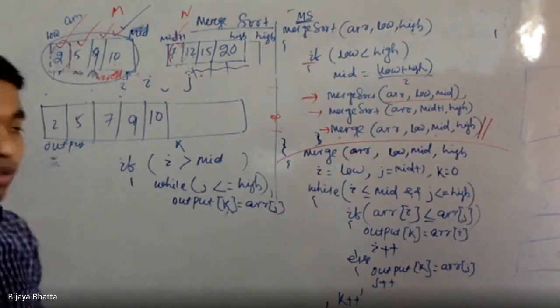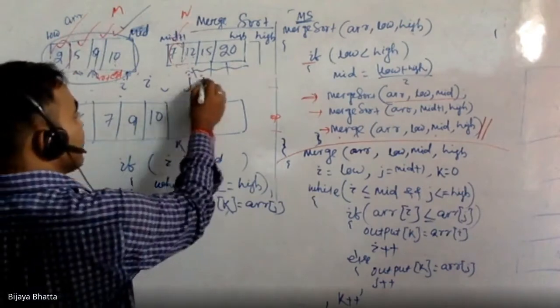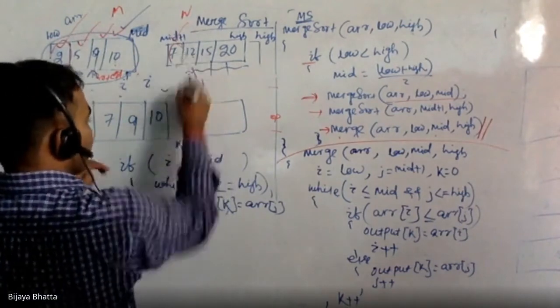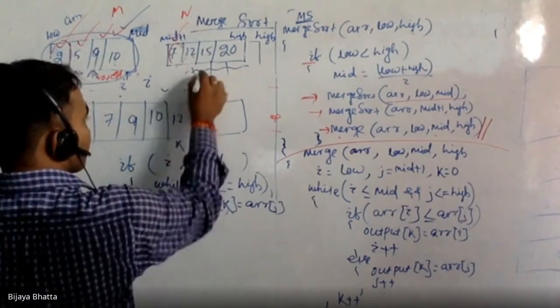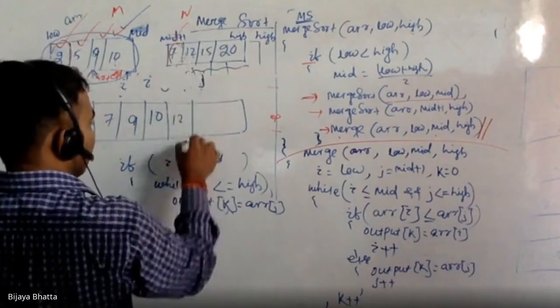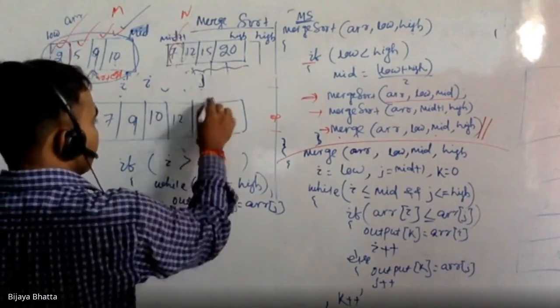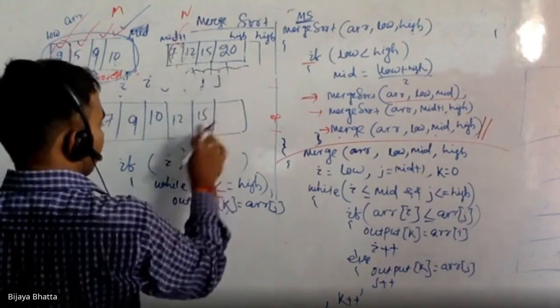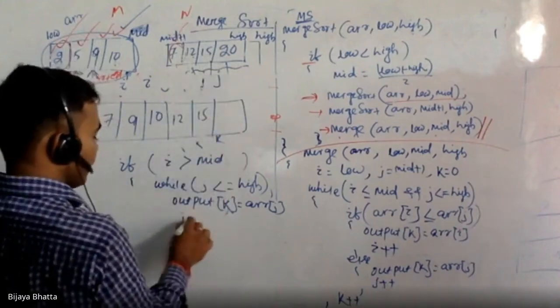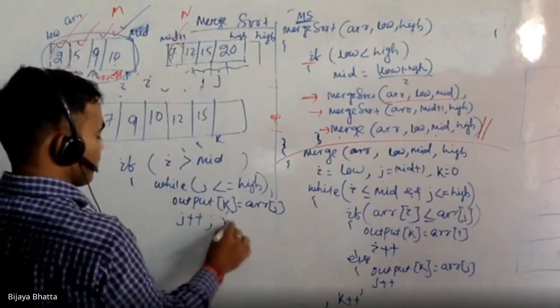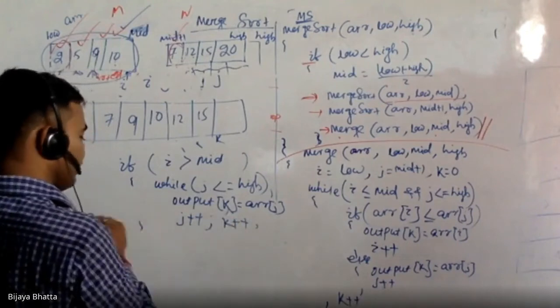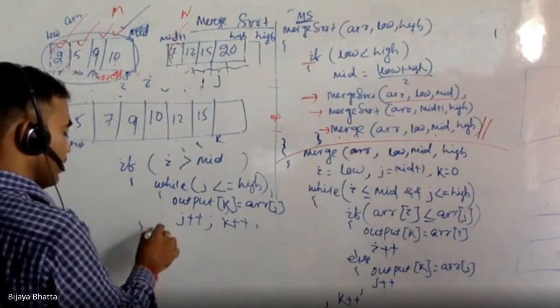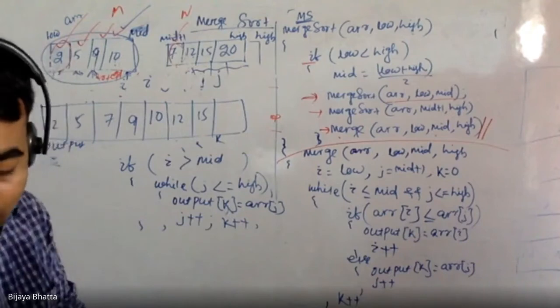And which one you will do plus plus, again you will index this j plus plus, that means you will copy this 12 to here, and j plus plus and k plus plus, right? So that's what you will do, again copy 15 and j plus plus k plus plus, right? So this while loop started here and ended here. Okay, so that's what you will do, right?